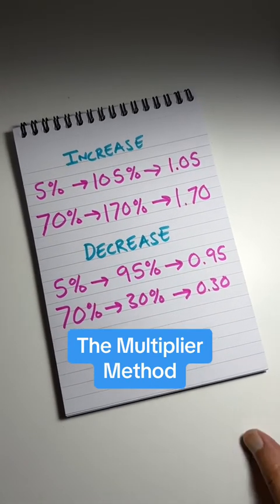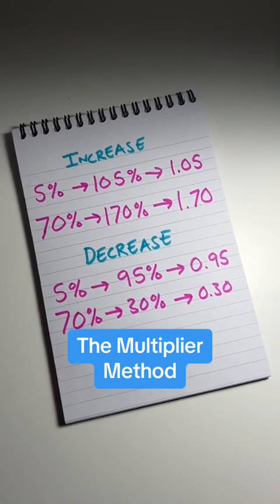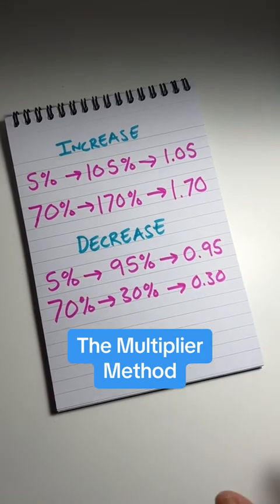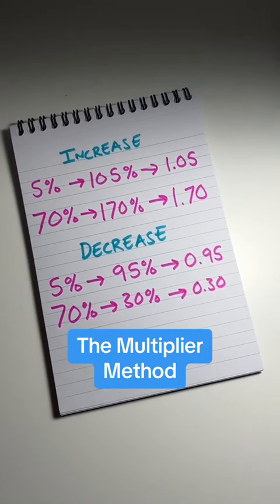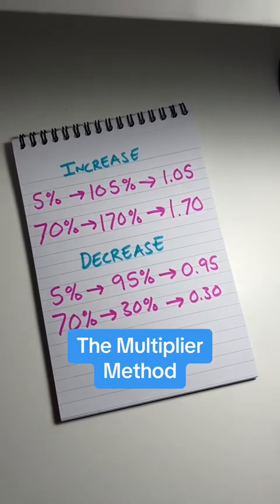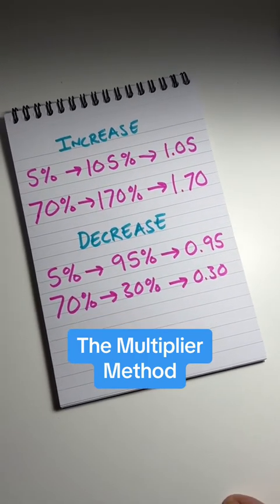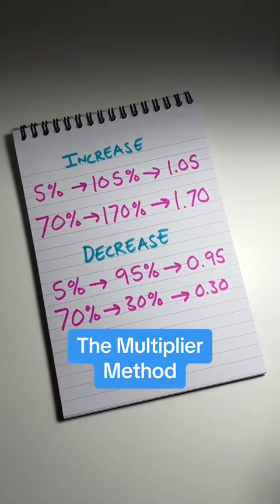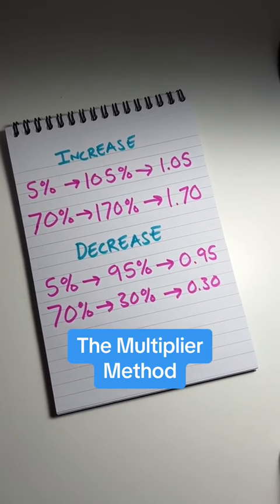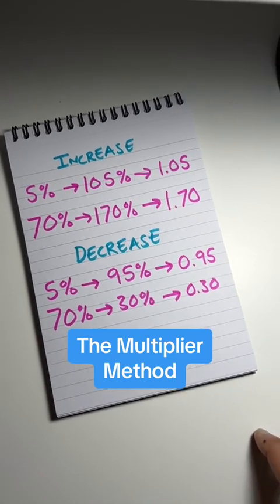So the multiplier method is a way of increasing or decreasing by a certain percentage very quickly. Normally when you want to do an increase of 5%, what you have to do is figure out 5% of that number and then add it on once you've figured out what it is. Or if you wanted to find 70% of a number, you'd have to find out 70% using the other methods and then add that on. The multiplier method lets you do all of that in one step.